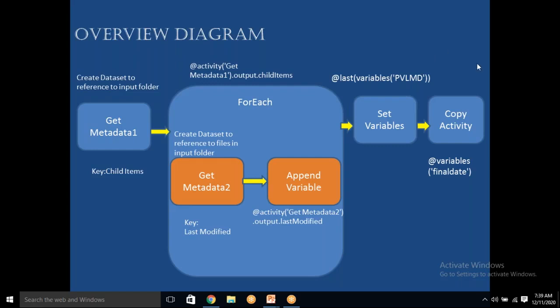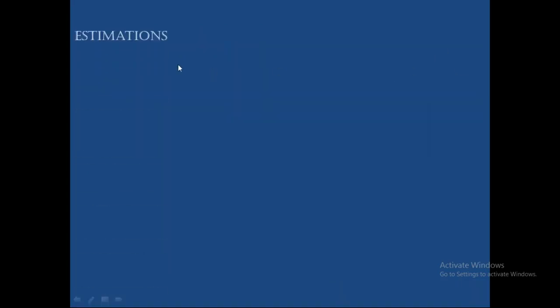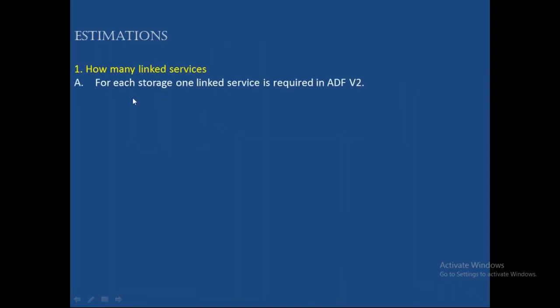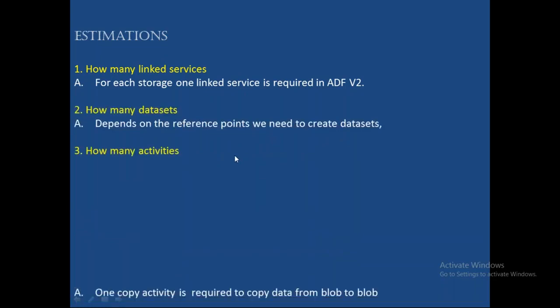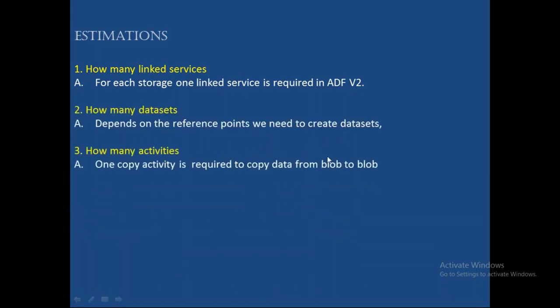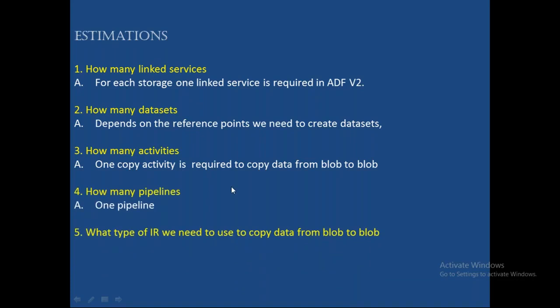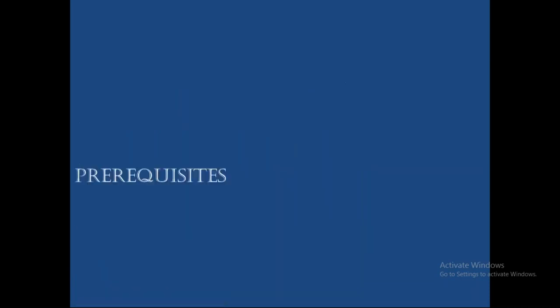Fine. Here are the estimations: how many linked services do we need? For each storage, one linked service is required in ADF V2, but today we are going to use a single storage, so we need only one linked service. How many datasets we need depends on reference points; we are going to create the datasets. How many activities? One copy activity for sure, to copy files from blob to blob. How many pipelines? One pipeline. What type of integration runtime do we need to copy data from blob to blob? Azure integration runtime. Can I use self-hosted integration runtime? Yes, we can use that.